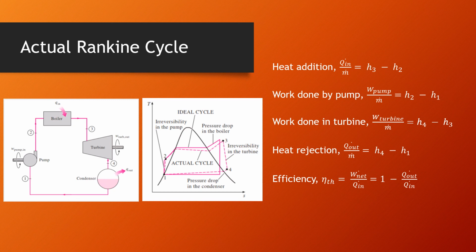Now the efficiency of the cycle can be found by the ratio of the net work done by the system, which is basically the turbine work plus the pump work, divided by addition of heat, or it is equal to 1 minus heat out divided by heat in.